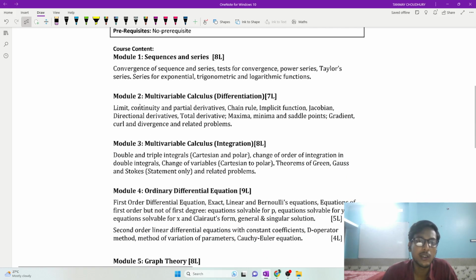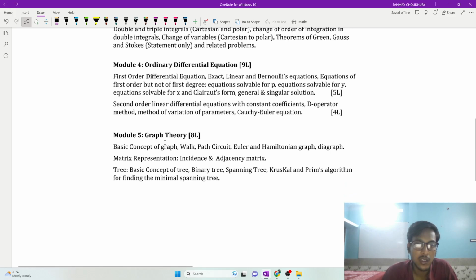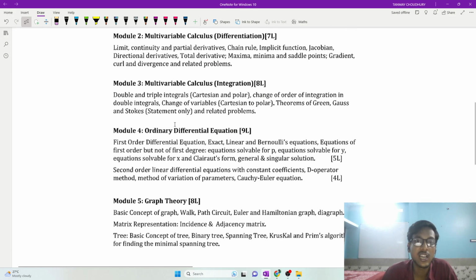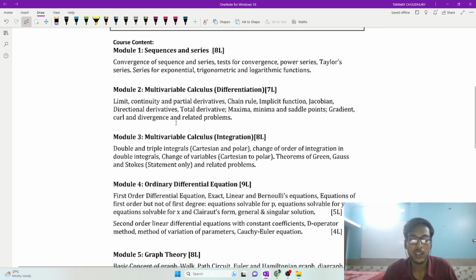It has 5 modules. The first module discusses sequences and series. Then modules 2 and 3 revolve around multivariable calculus, and module 4 is about ordinary differential equations, and the last, that is the 5th module, is an introductory graph theory part. So in today's lecture we will start our discussion with sequences and series.